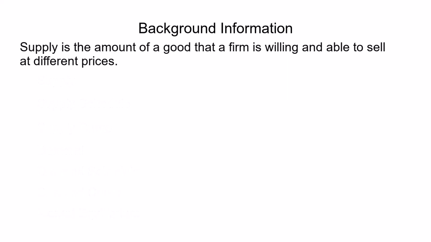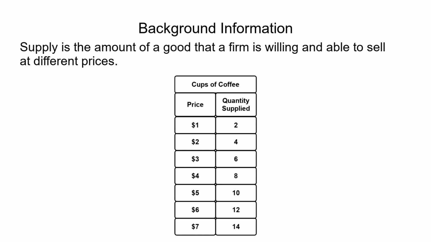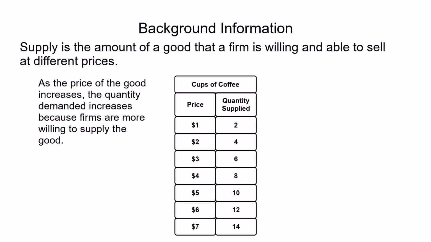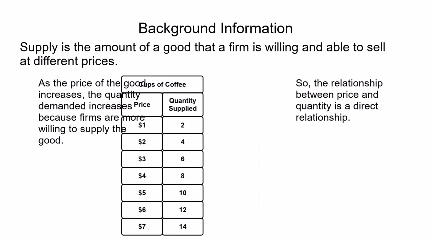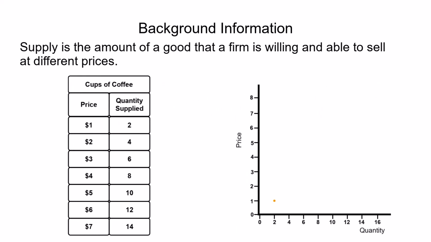The supply of the good represents the amount of a good that firms are willing and able to supply at different prices. For example, a table representing the supply of cups of coffee might look something like the table on the screen. Notice that as the price increases, the quantity of cups of coffee supplied increases as well. So as the price increases, firms are more willing to supply more of the good. Economists label this type of relationship a direct relationship between price and quantity. On a graph, a line or curve represents the supply schedule by graphing the prices and their associated quantities. Notice that the supply curve slopes up and to the right.